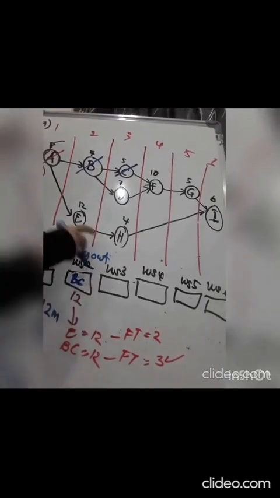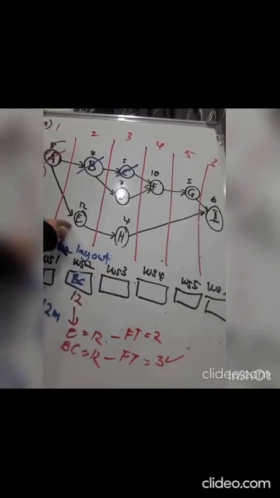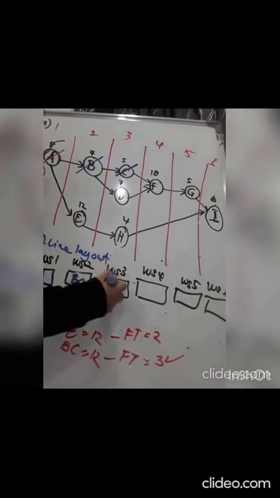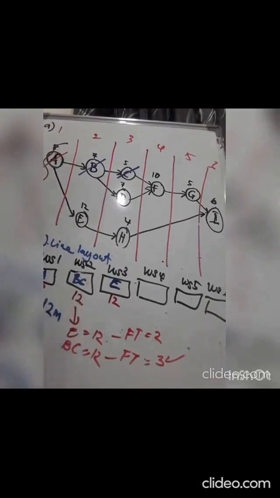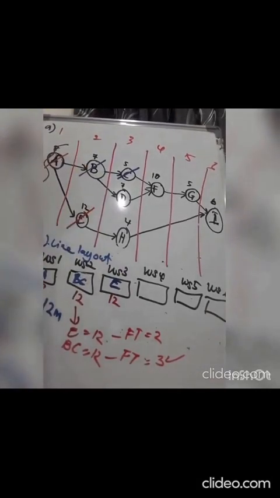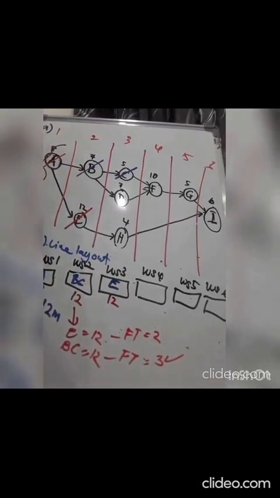Okay, next we go to workstation number 3. What will be the task to be assigned over here? Kita masih ada E not assigned yet. So automatically we have to assign E over here. Time taken for E is also 12. Okay, so E is done. Okay. Then the next workstation number 4 here.